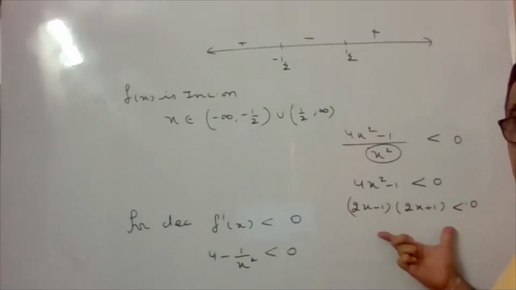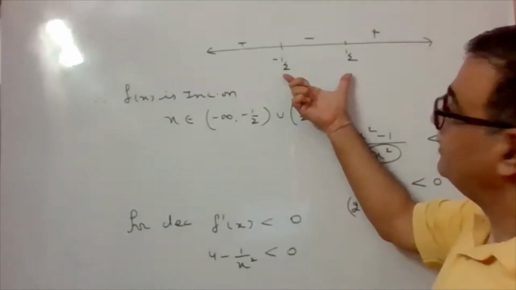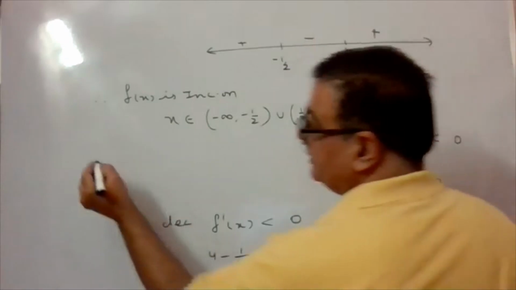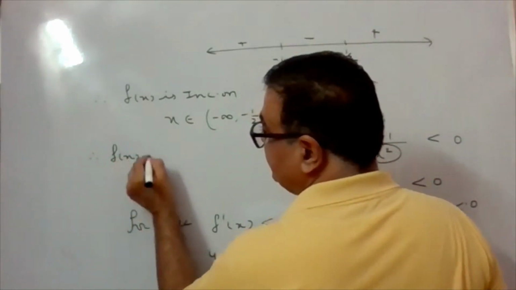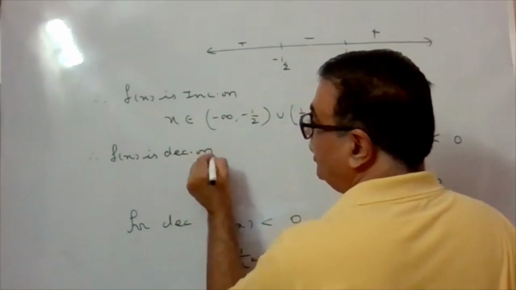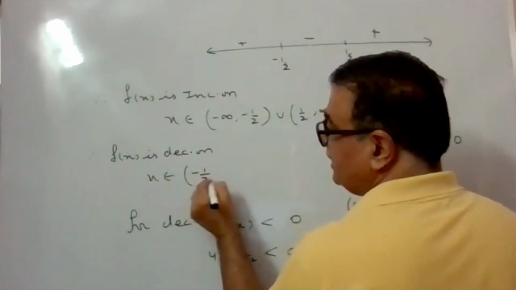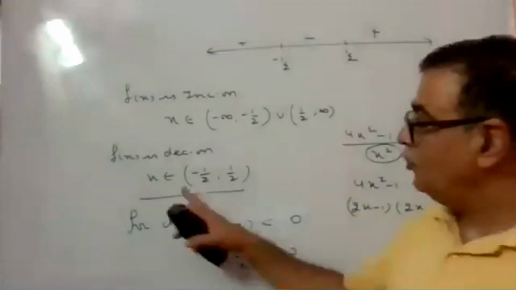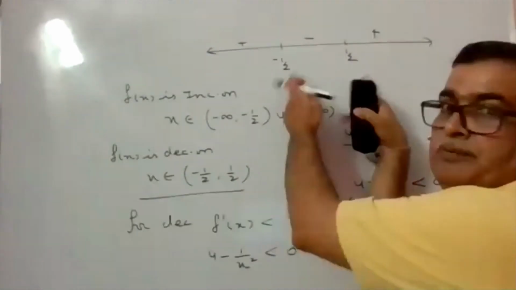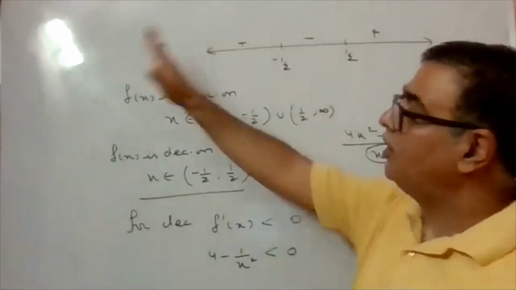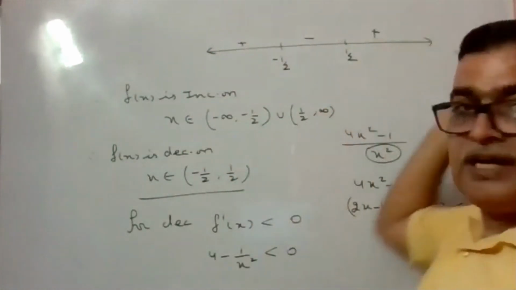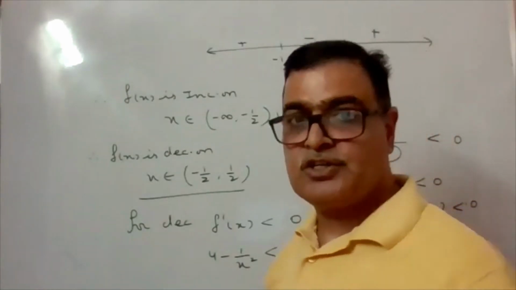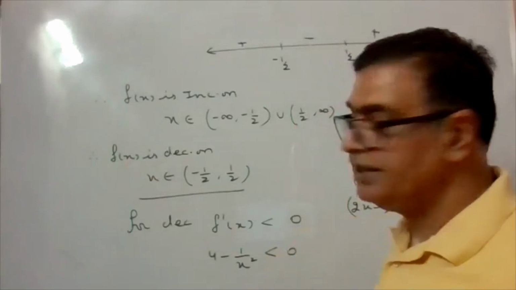So if it is negative, we want where it is negative. It comes between minus half and half. It is coming negative. So we should say, therefore, f(x) is decreasing on x belongs to minus half to half. That is the answer we have. So we will say decreasing will be in between minus half and half, and if it is beyond minus half this side or half this side, then we will say it will be increasing. So this way, whenever polynomial functions are there, you can have the increasing, decreasing function.